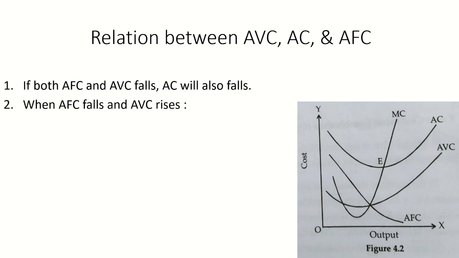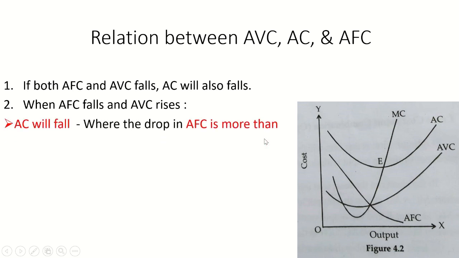And next point is that when AFC falls and AVC rises, that is, the AFC is falling and the AVC is rising, three things happen. First thing is that the AC is also falling, when the drop in AFC is more than the rise in the AVC. The drop in the AFC is more than the rise in the AVC.